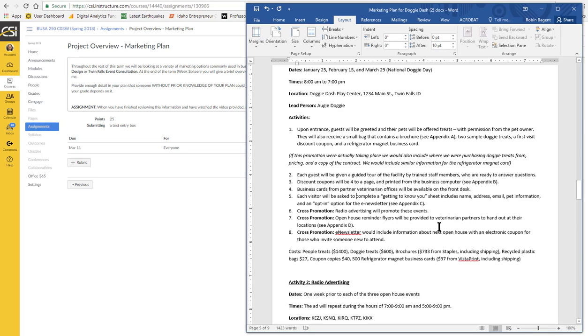Now, because this is not a real world marketing plan, I'm not asking for as much detail. For example, if this were a real marketing plan, you would have a real quote from a printer regarding how many items are going to be printed and when they can be done. Or if you had a contract to rent an event center, you would include a copy of that contract, and you don't need to do that for this.